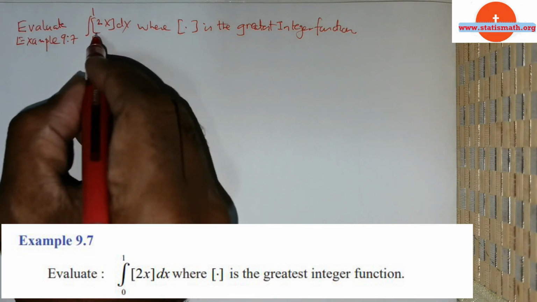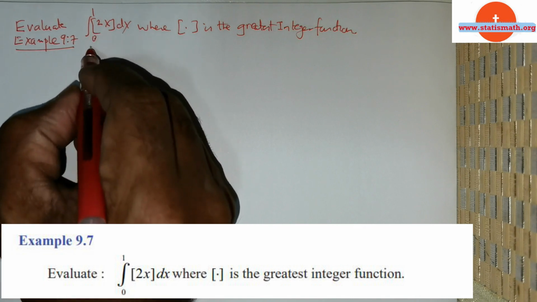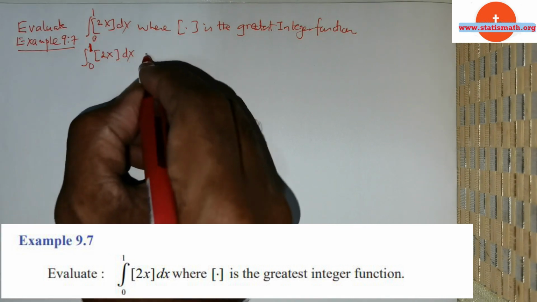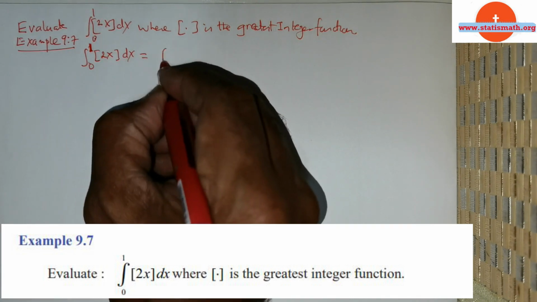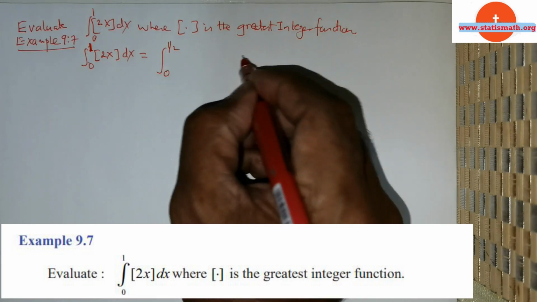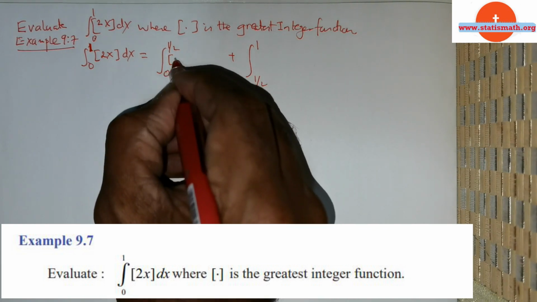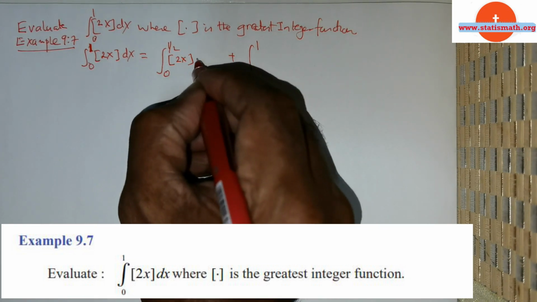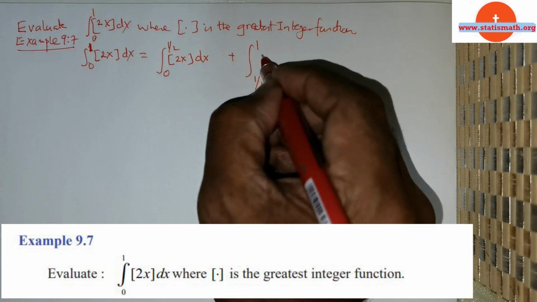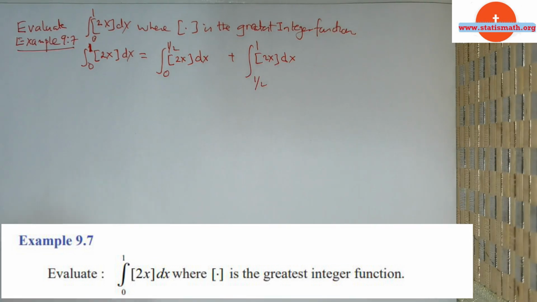Welcome back, students. We are given this question, example 9.7. We are expected to integrate. So what we are going to be doing is splitting the integration as 0 to half added with half to 1. The function is the integral of the greatest integer function of 2x, dx, plus the integral of the greatest integer function of 2x, dx.